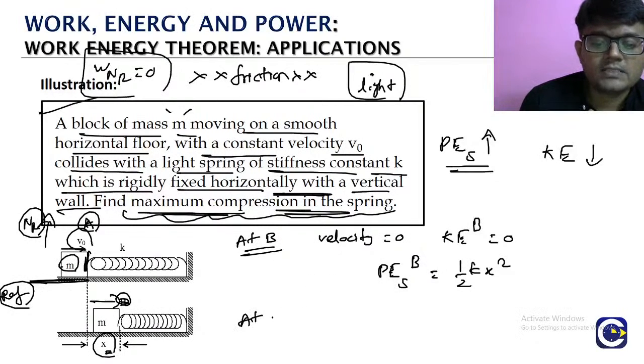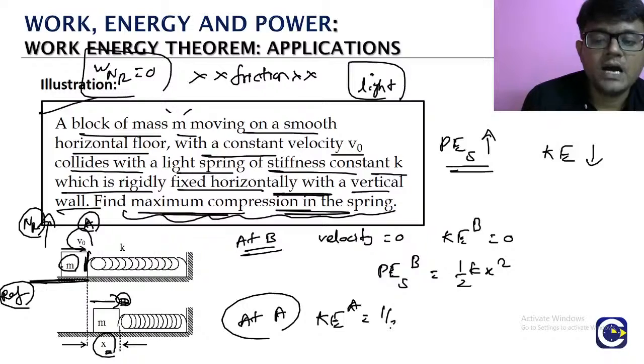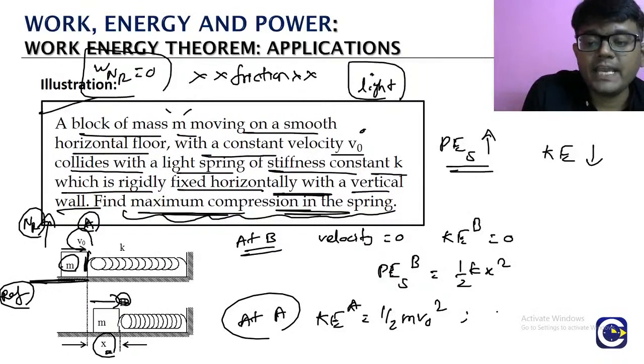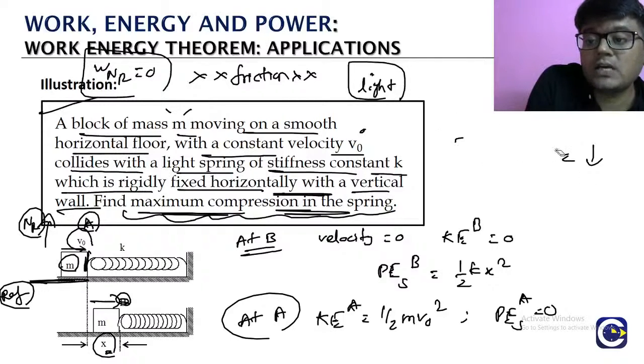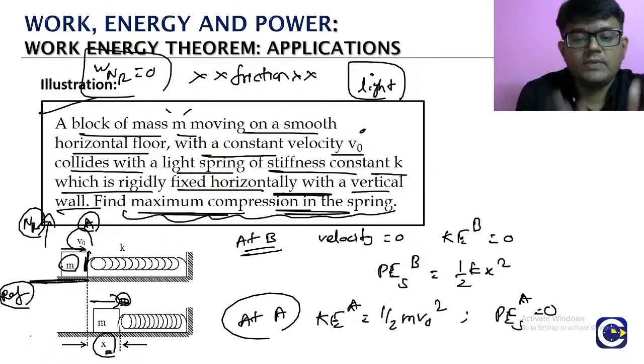Then at the starting point A, what is the kinetic energy of the mass? Half into m into v naught square. The velocity there is v naught. And at the point A, what is the spring potential energy? Spring is in the natural state, right? That will be 0. Since there is no work done by non-conservative forces and other external forces, we can have the conservation of mechanical energy. We are again considering the spring and the mass together as one system.